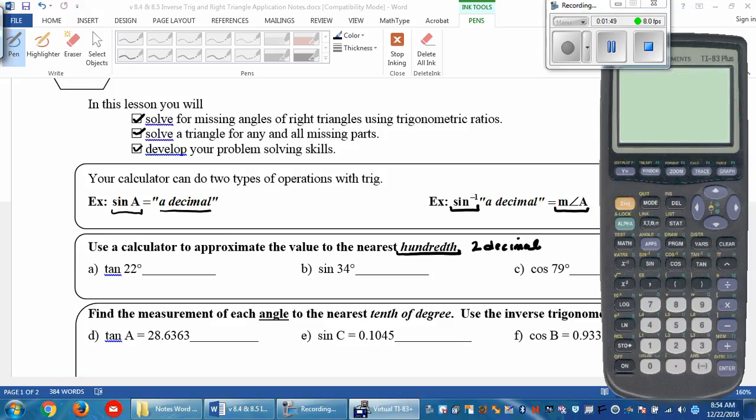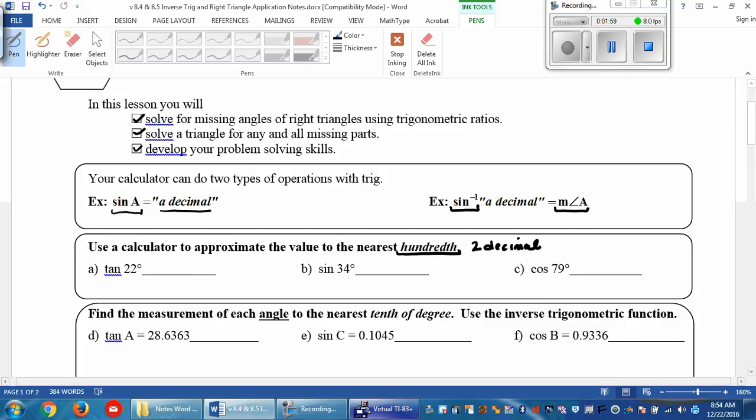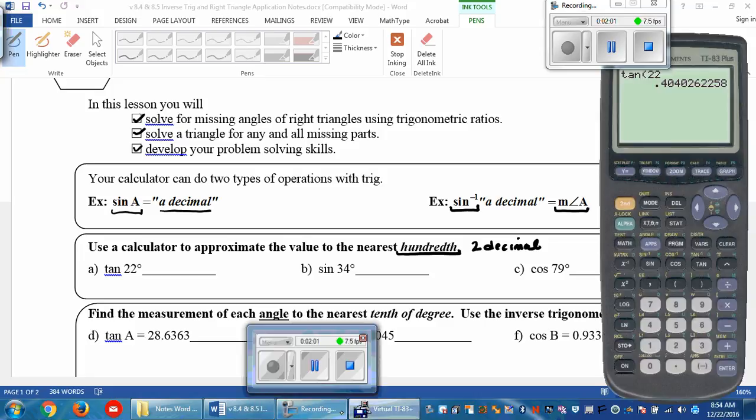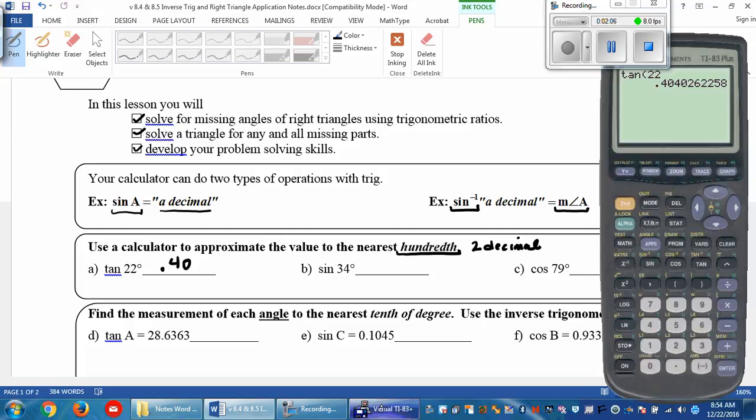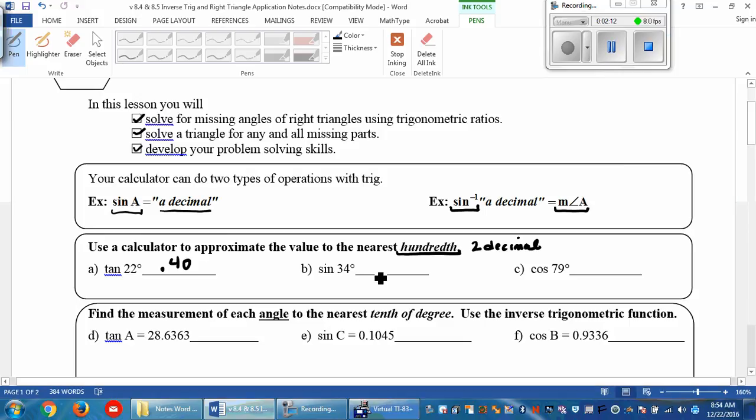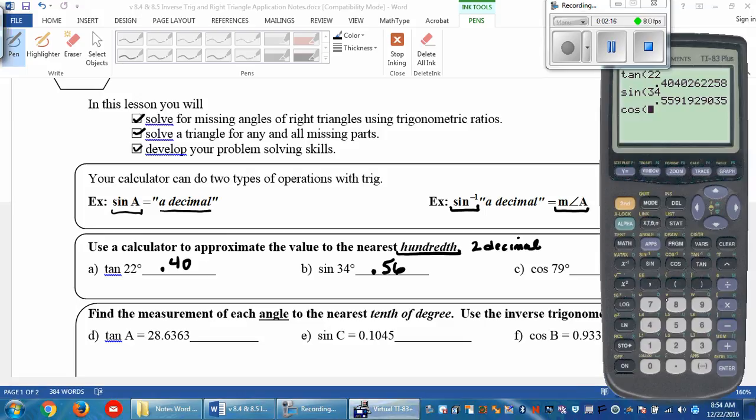So we just do tangent 22. That means we'd be finding a side length part using a decimal. So our calculator gave us 0.40. If we did sine 34, looks like 0.56. And if we did cosine 79, 0.19.